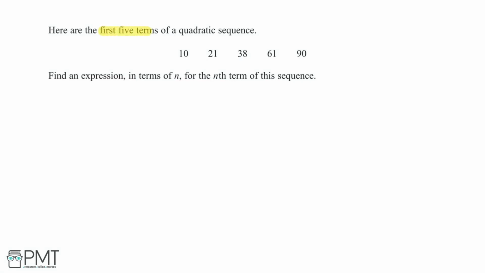We have been given the first 5 terms of a quadratic sequence, and we have been asked to find an expression in terms of n for the nth term of the sequence. This question is worth 3 marks. So, we're first going to find the primary difference.